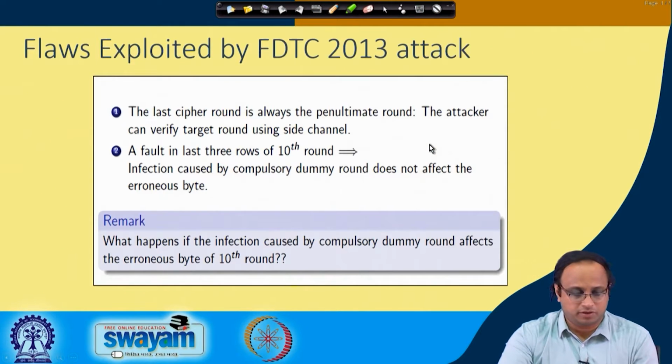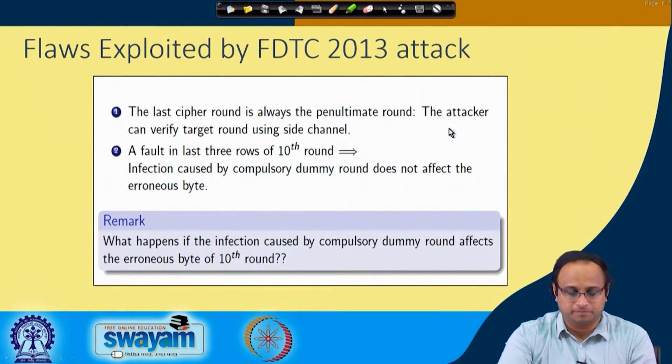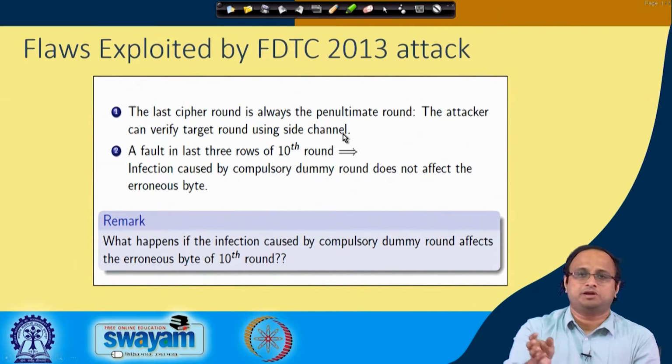So now the question is, if I summarize what we have seen: the last cipher round works because it is always the penultimate round. Remember that the final round comes before the final compulsory dummy round, which is the 15th line in my algorithm for the infective countermeasure. Then you will find that the last round is always a cipher round in this case. Therefore the attacker can verify the target round using side channels, because it can know when the penultimate round is happening.